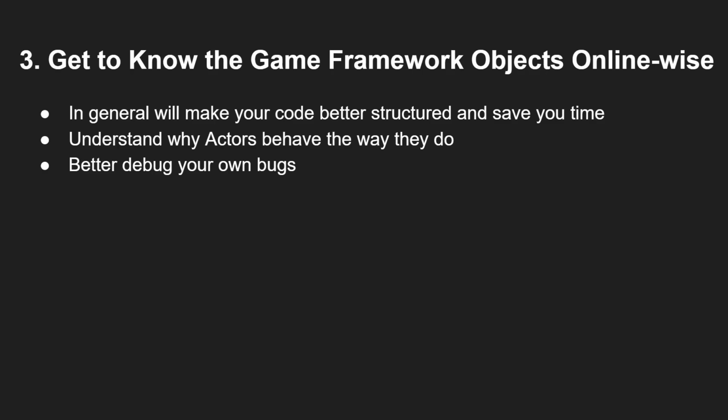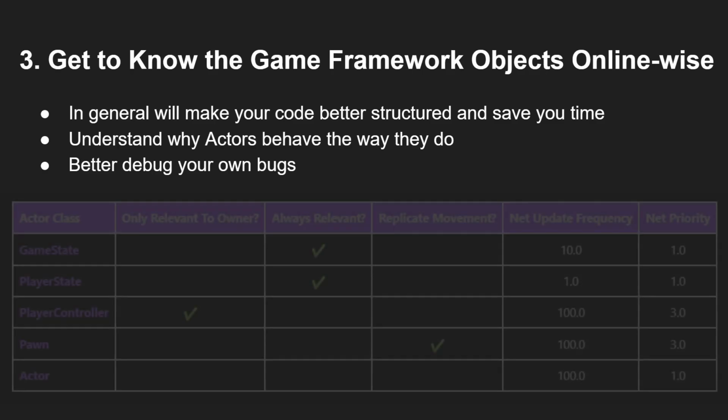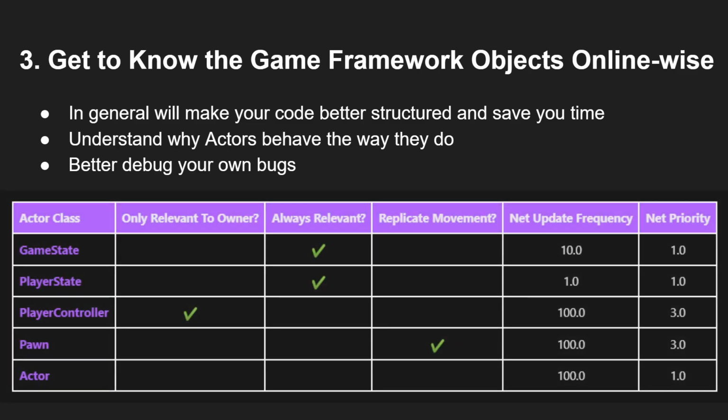It will eliminate the need to reinvent wheels, for example, and it will let you better understand why actors behave the way they do, how they operate, and how executions go. And when you happen to hit a bug, you are better able to debug your own bugs. This is a table that I copied from my own article that sums up some of these game framework actors with some of the most notable replication settings.